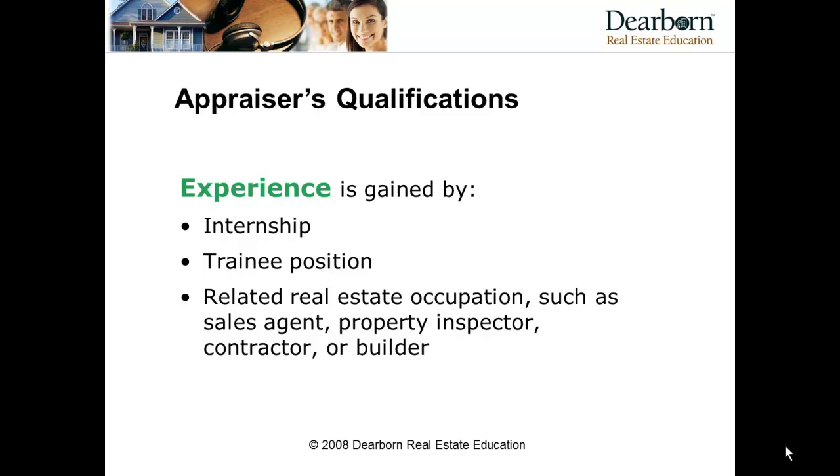So the last bullet says you can gain experience in related real estate occupations, and certainly that's true. I think a lot of people that have come into appraising have come from other related areas like real estate sales, perhaps a property inspector, contractor, or builder, perhaps working with a lender before.